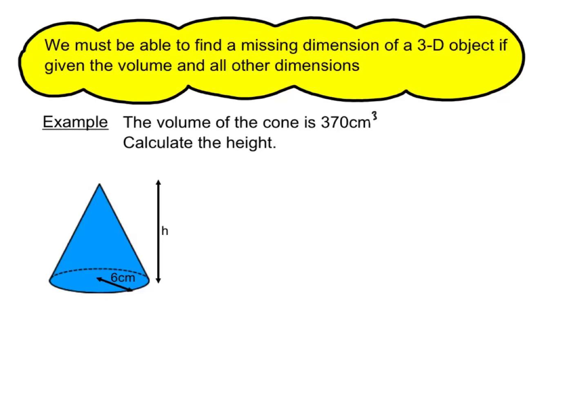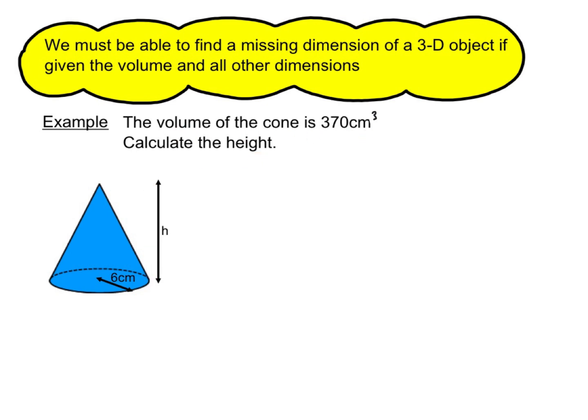In this video, we're going to look at finding other missing dimensions on a 3D object if we're given the volume and all the other dimensions. Now, in the first example here, we're given the volume of the cone, so we're not being asked to find the volume of the cone in this particular example. That's given to us in the question, but we're asked to find the height.